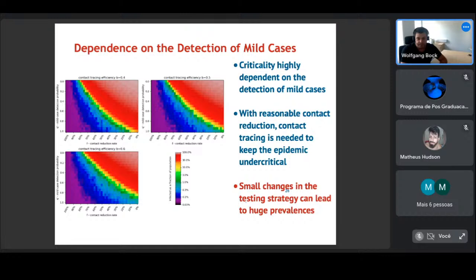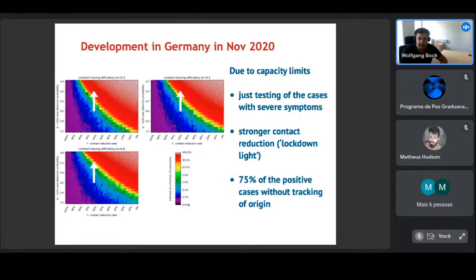And small changes in the testing strategy can lead to huge prevalences. So let's say I'm sitting here, which is perfectly fine, and now somebody says, I don't test that much, then immediately I can get critical. If I don't find that many people, it means that I go vertically up. With the same number of contact reduction, because this interval here is very, very small, I can just jump into the red zone. And that's what actually happened in Germany in November 2020.